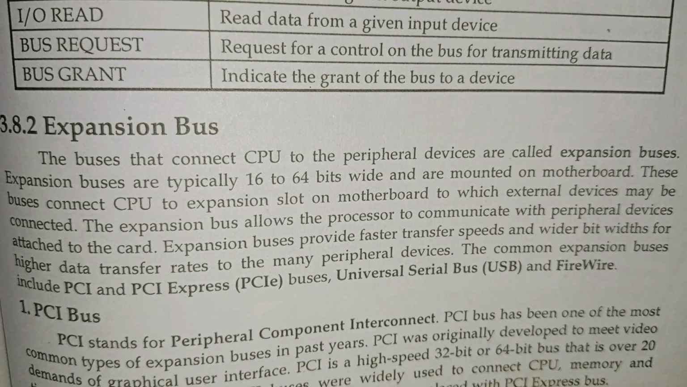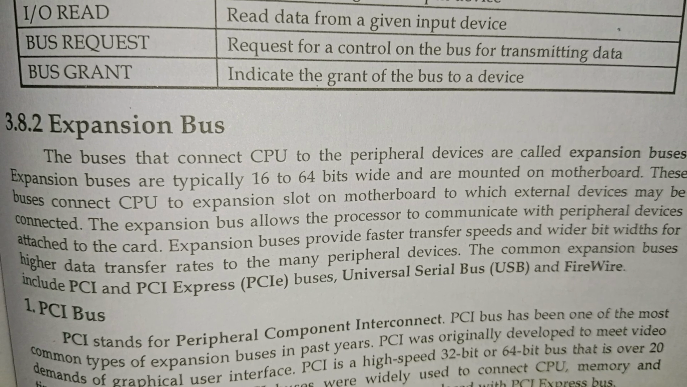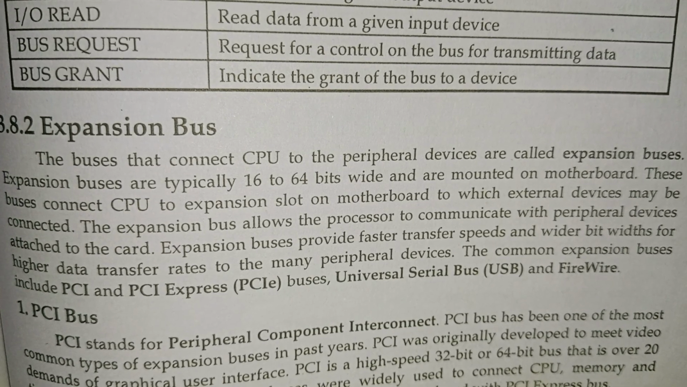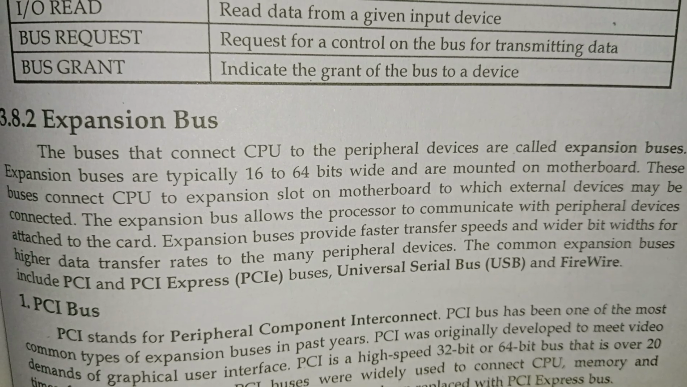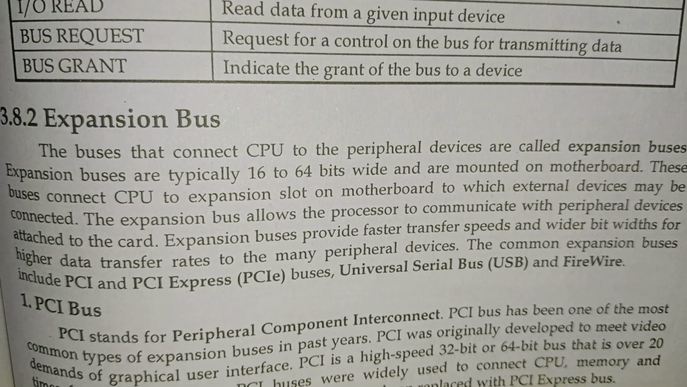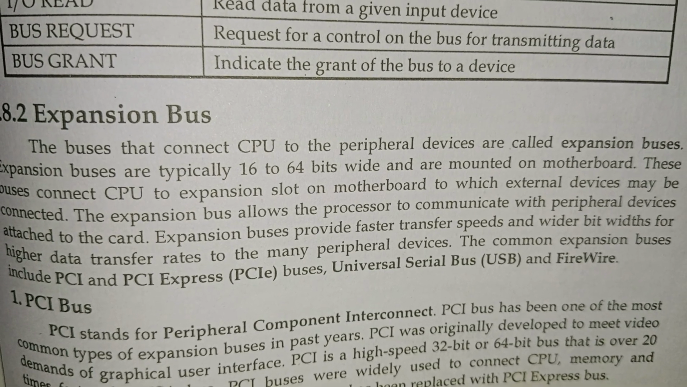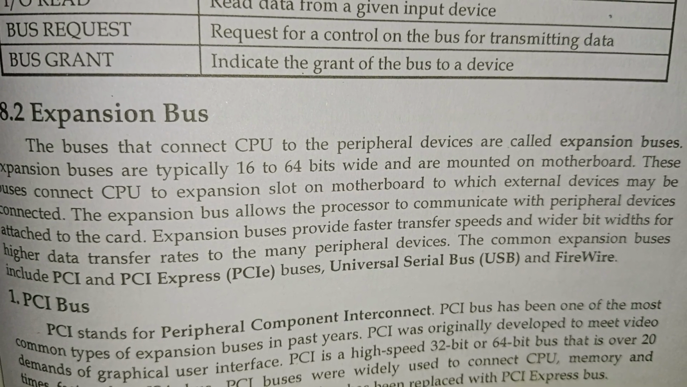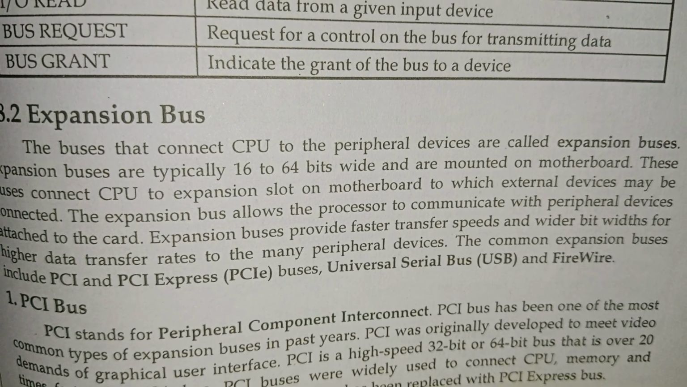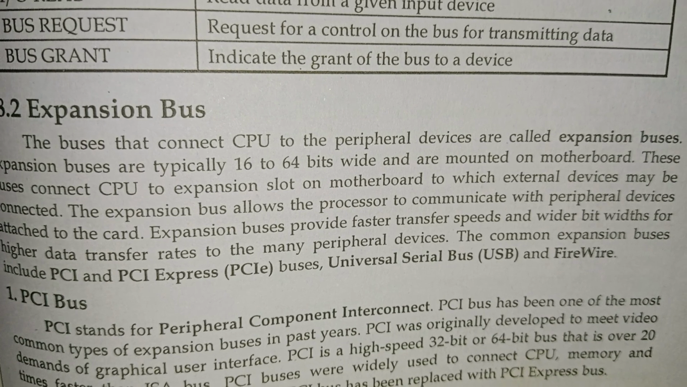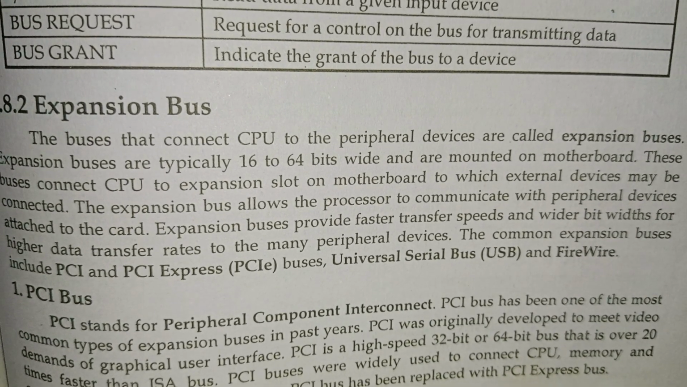Expansion bus. The buses that connect the CPU to the parallel devices are called expansion buses. Expansion buses are typically 16 to 64 bits wide and are maintained on the motherboard. These buses connect the CPU to expansion slots on the motherboard to which external devices may be connected. The expansion buses allow the processor to communicate with parallel devices attached to the card.